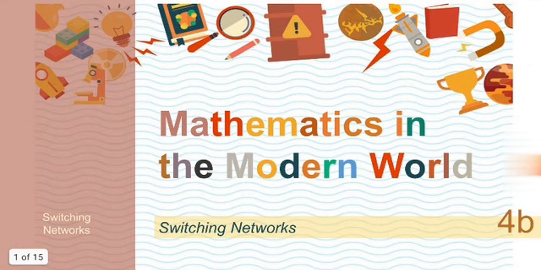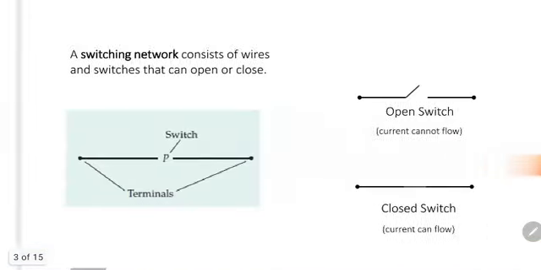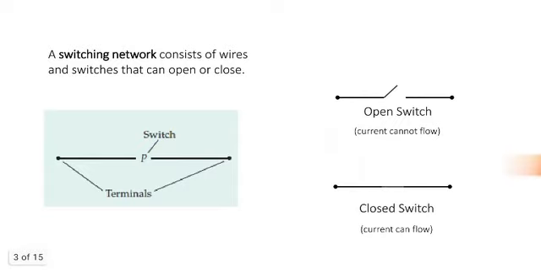So in this second part of the module on logic, we will see how we can apply the concepts in other situations, which in this case is about switching networks. Switching networks consist of wires and switches that can open or close. Look at this diagram here. These are the wires, the black lines. This is switch P. You're familiar with switch P, right? You can open and close it, for example, to control when to turn the lights on or off.